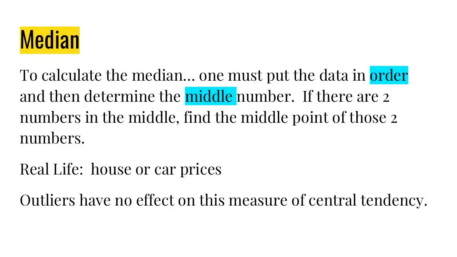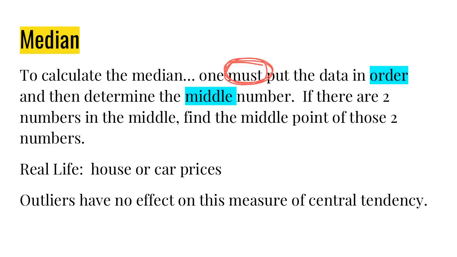Next, let's get some background information about the median. To calculate the median, one must, and this is where kids make a mistake, put the data in order from smallest to largest and then determine the middle number. Now, if there are two numbers in the middle, you're going to find the middle of those two numbers.